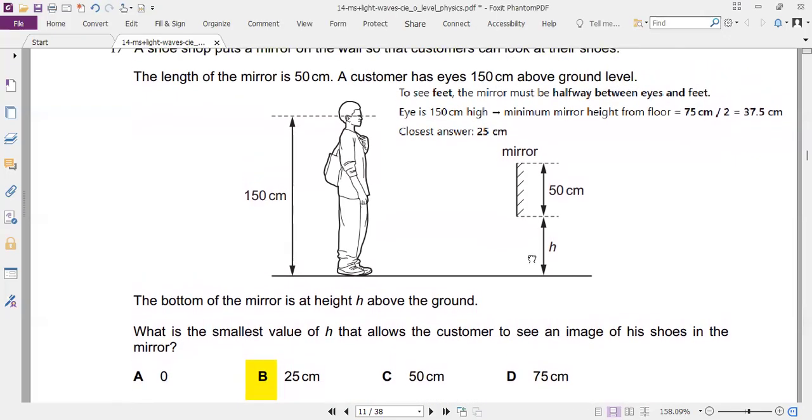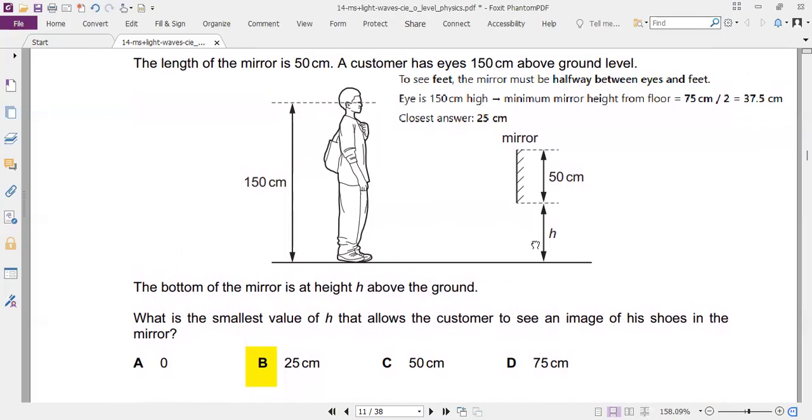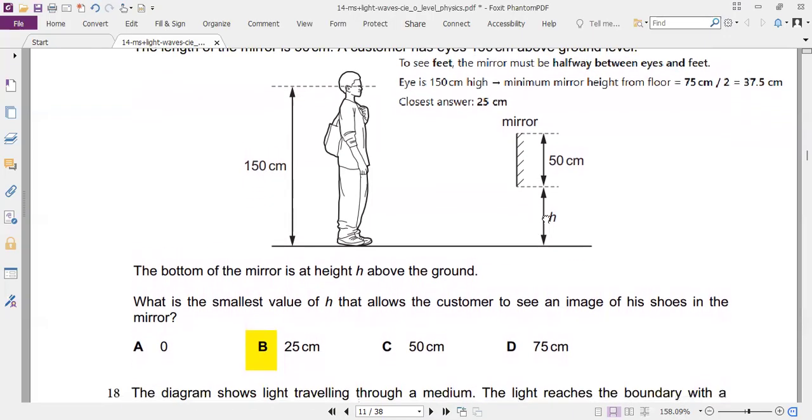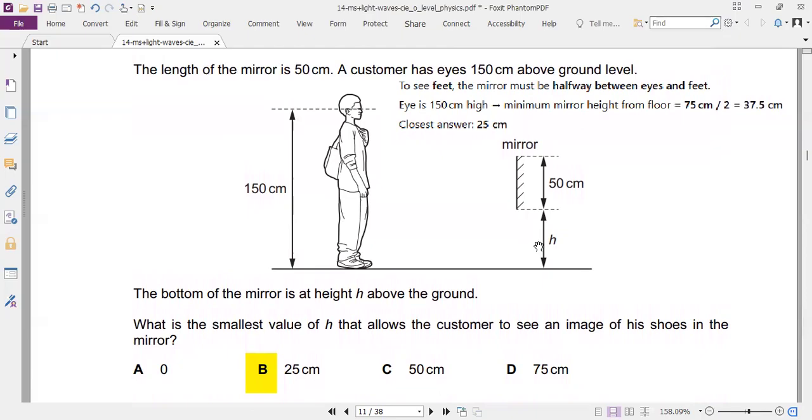So the minimum value has to be 25 for h. If it is more than 25, okay. If it is less than 25, this total height will be less than 75. So that means the person cannot see his image. So that's why the smallest value of h has to be 25.